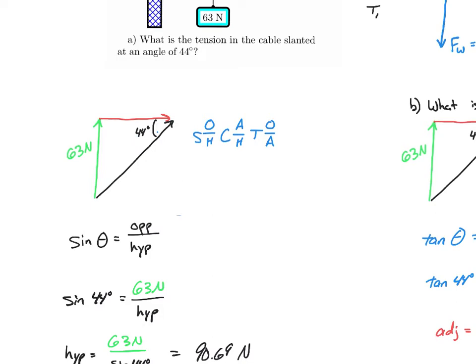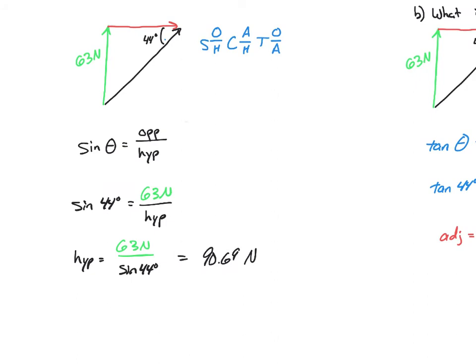So now I'm substituting in what I know. The side opposite is 63 newtons. The angle is 44 degrees, so the sine of 44 is 63 over hypotenuse. Solving for my hypotenuse, I can then plug in those values, and I end up with about 90.69 newtons. That would be the amount of tension or the amount of force in this hypotenuse. 90.69 newtons for that side right there.